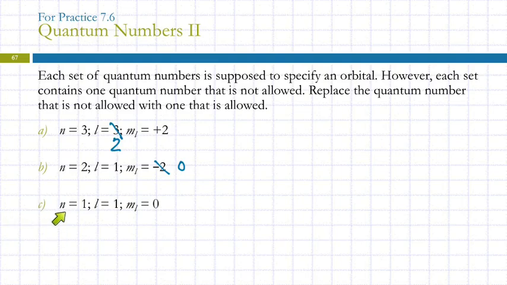Okay, letter C. N equals 1, L equals 1. Is that okay? No. L goes up to 1 less than n. It starts at 0. So if n is 1, L has to be 0. If L is 0, can M sub L be 0? Yeah, it kind of has to be.